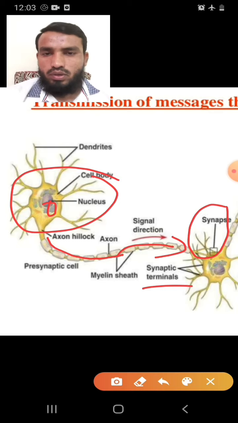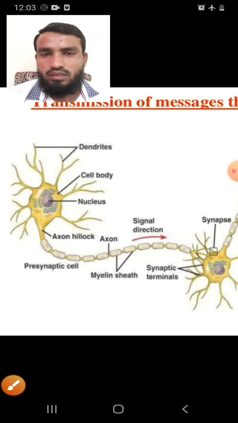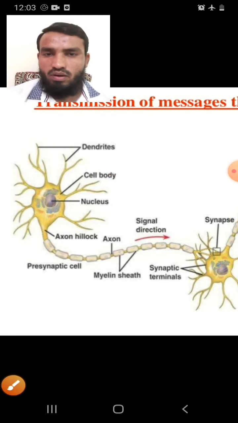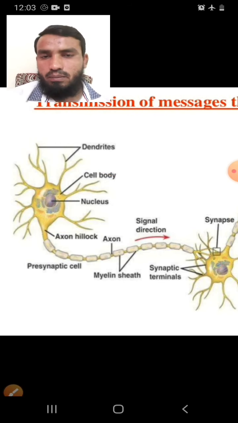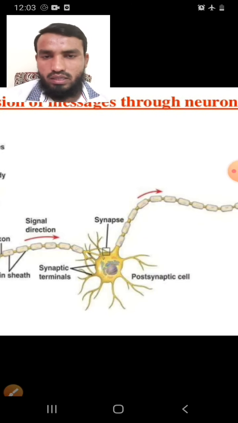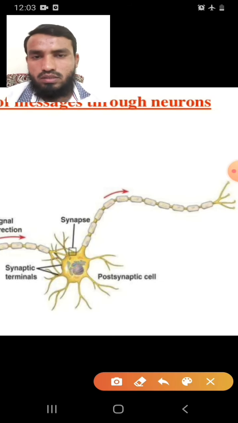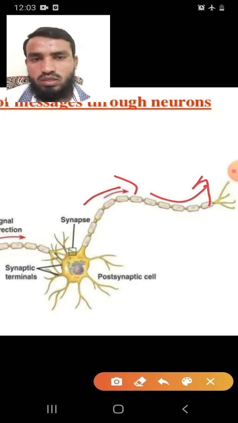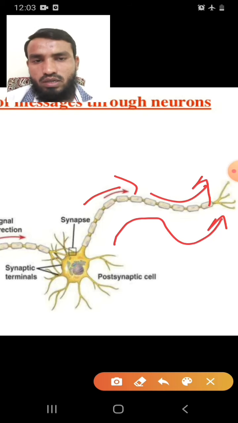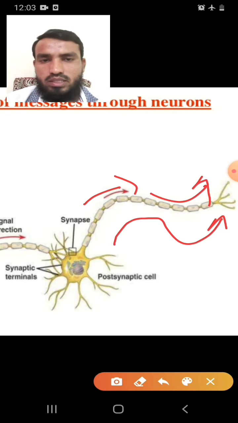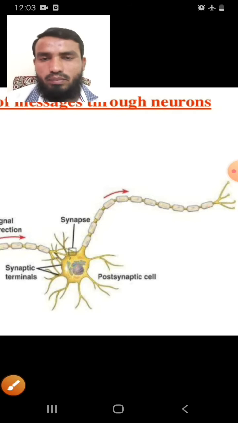So this is the process when one cell receives the message and converts it into an impulse, an electrical signal, and that impulse travels through the first neuron. The first neuron attaches to another neuron at the junction point called the synapse, from where the same signal continues towards the next neuron. Like this, all the information moves from one neuron to another, making a chain.